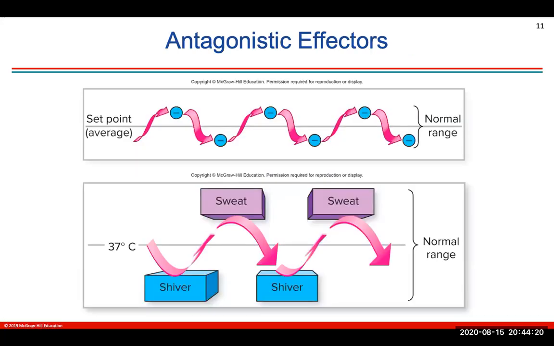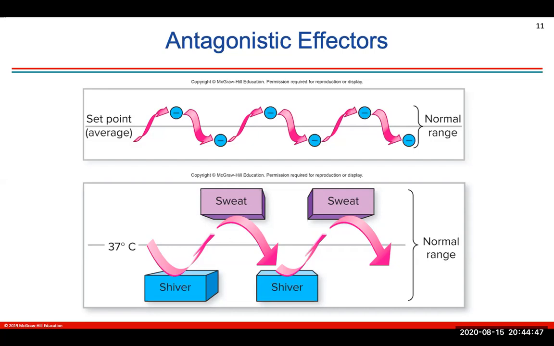And again, this is just a great graph showing the set point or average of a normal range of values in a person, whether it could be body temperature or blood glucose levels. And the pink arrows going up and down are signifying the change from that set point. So you can see how the negative sign within the blue circle shows that a negative feedback system has been activated to try to bring that value back to its normal set point.